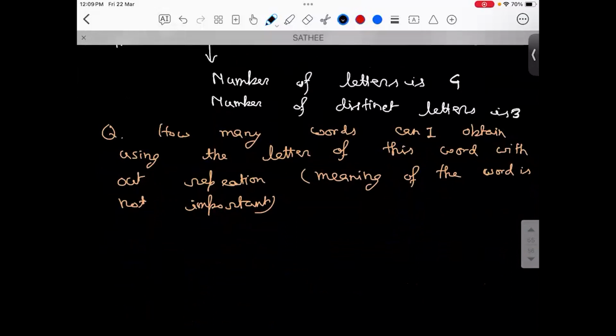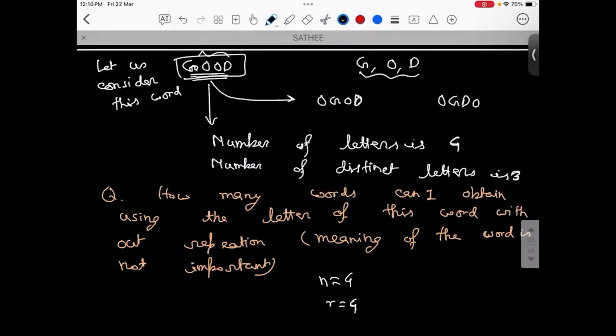So the number of words is 4. That is n equals 4. And r, I mean, in a word, how many letters do I want? So in the word, I want 4 letters. So here, r is also 4. I hope it is clear. Why is r equal to 4? Because we want to make words which have 4 letters, and here also we have 4 letters. So n equals 4 and r equals 4.